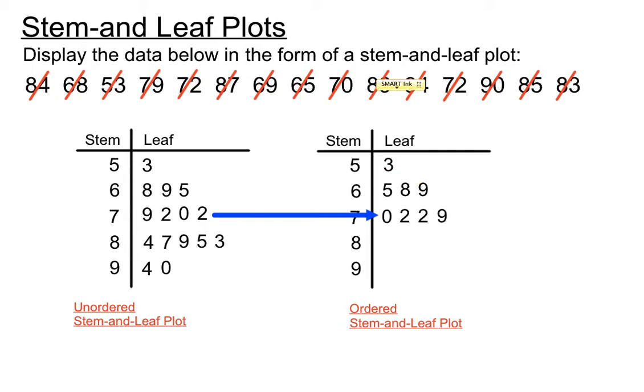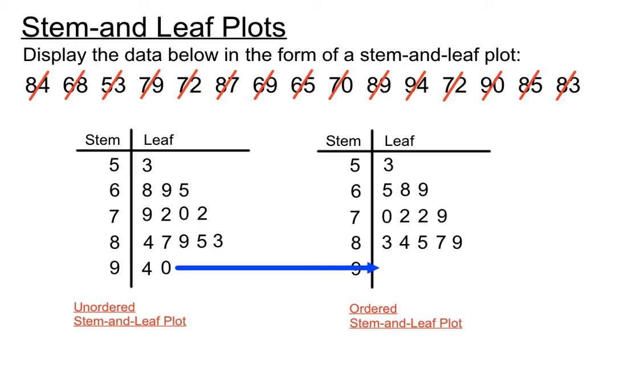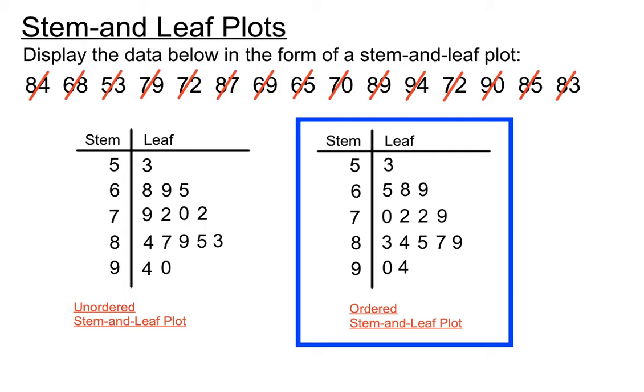So that's in order from smallest to largest in each row now. Smallest in the 80s here is 83, then 84, then 85, then 87, then 89. And in the 90s, we just got to swap those around to have 90 first, then 94 next. So that's our final ordered stem and leaf plot.